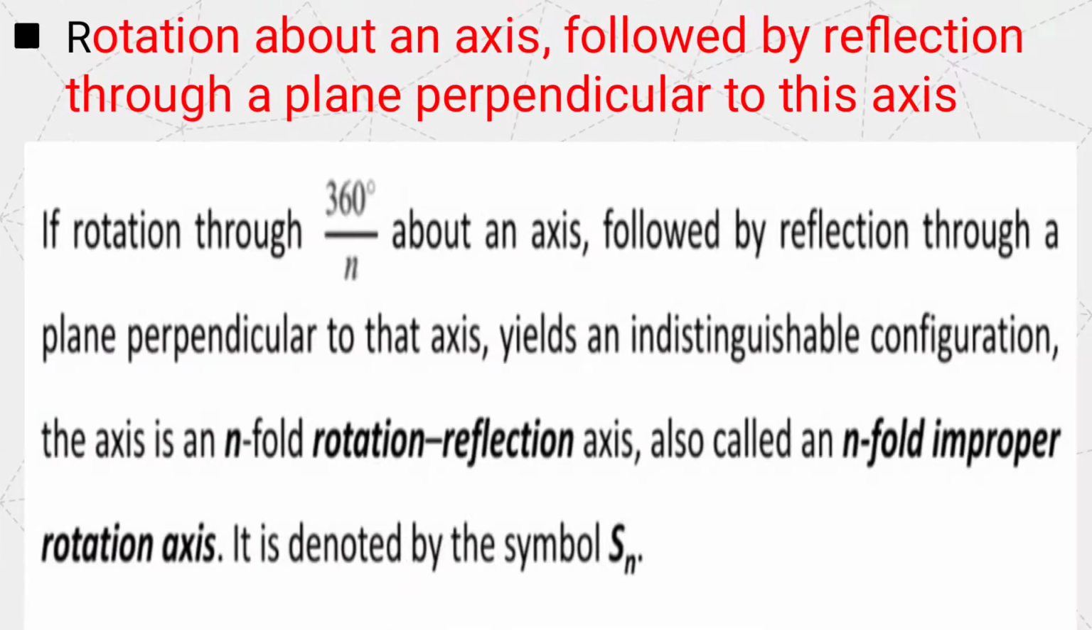Fourth type, rotation about an axis followed by reflection through a plane perpendicular to this axis. If rotation through 360 degrees by n about an axis followed by reflection through a plane perpendicular to that axis yields an indistinguishable configuration, the axis is an n-fold rotation-reflection axis, also called an n-fold improper rotation axis. It is denoted by the symbol Sn.